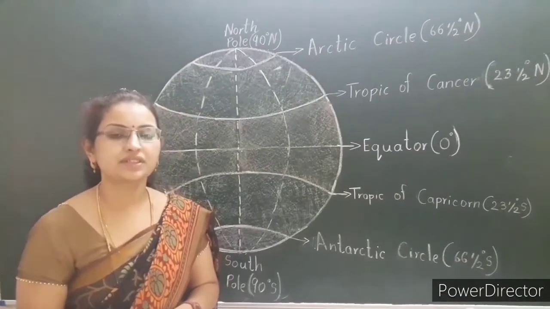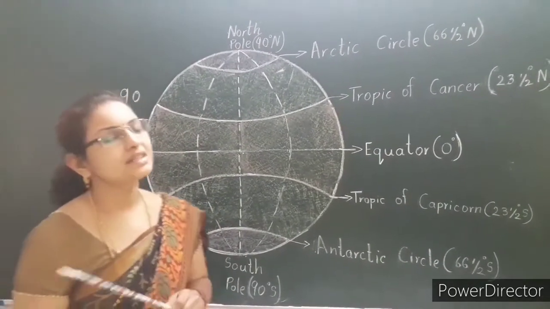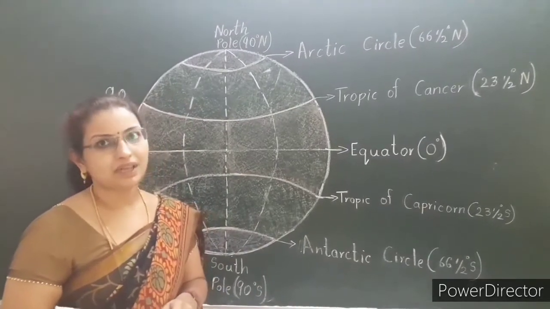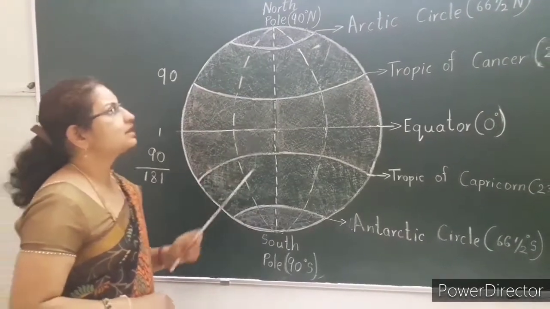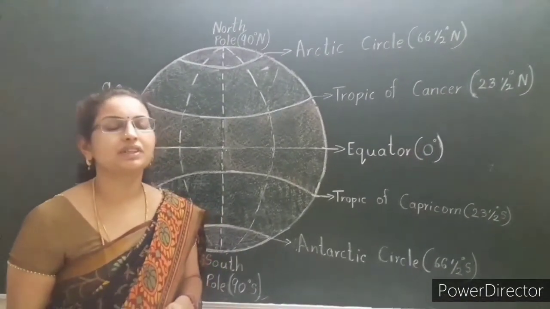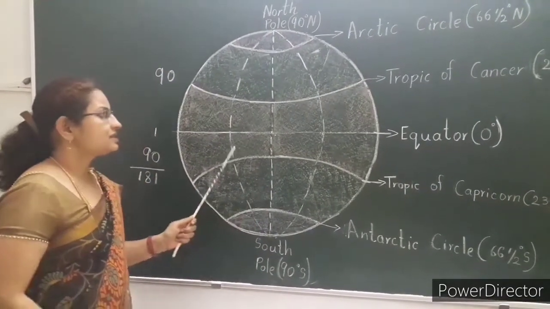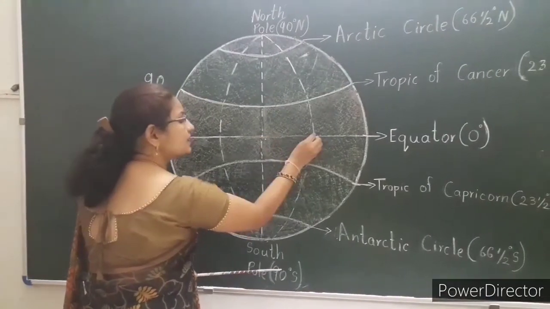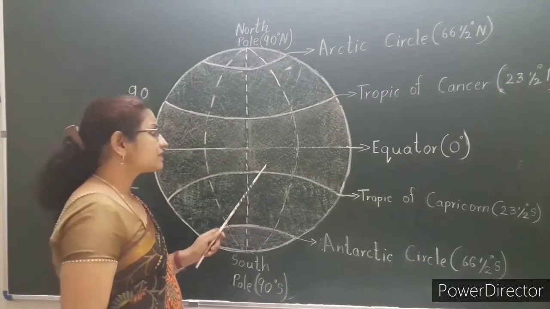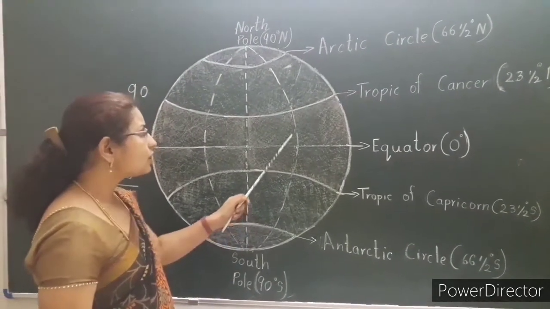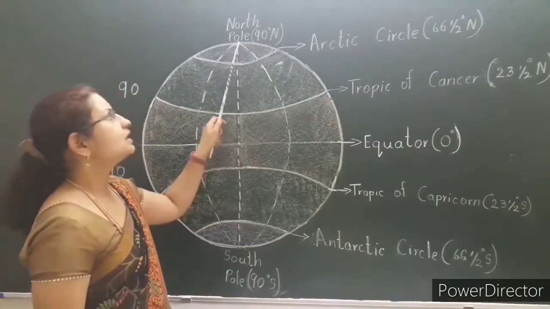Next, important features of meridians or lines of longitude. Meridians are of the same length. See it. Meridians are the same length. The maximum distance between any two meridians is at the equator. See here children, near the equator any two meridians have maximum distance. The distance between any two meridians goes on decreasing as we move away from the equator towards the poles.